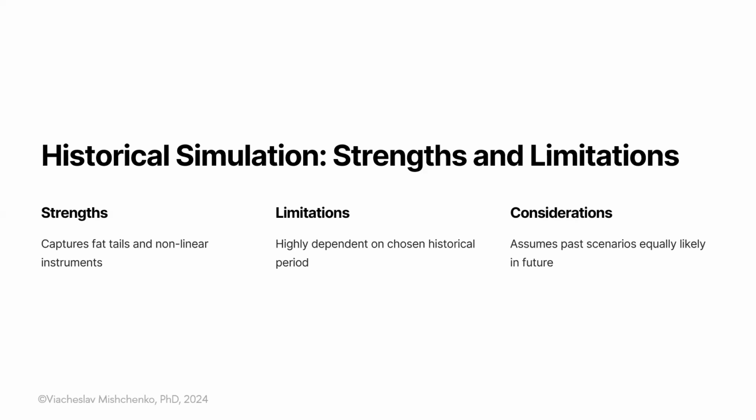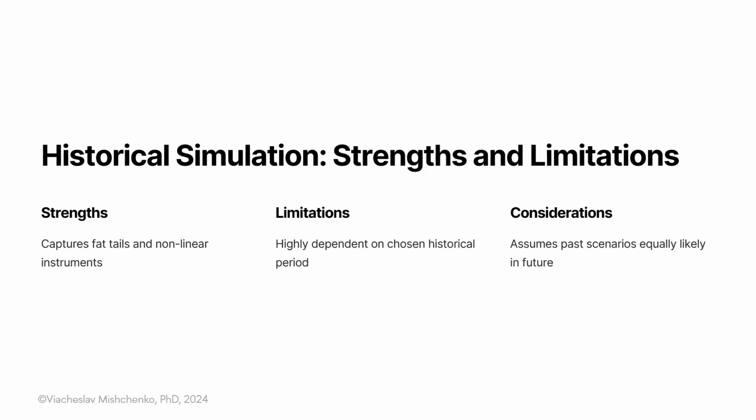There were many lessons from different financial crises about the implementation of this method. For example, many banks' historical simulation value at risk models failed to capture these extreme market moves because the historical data didn't include a comparable period of stress.